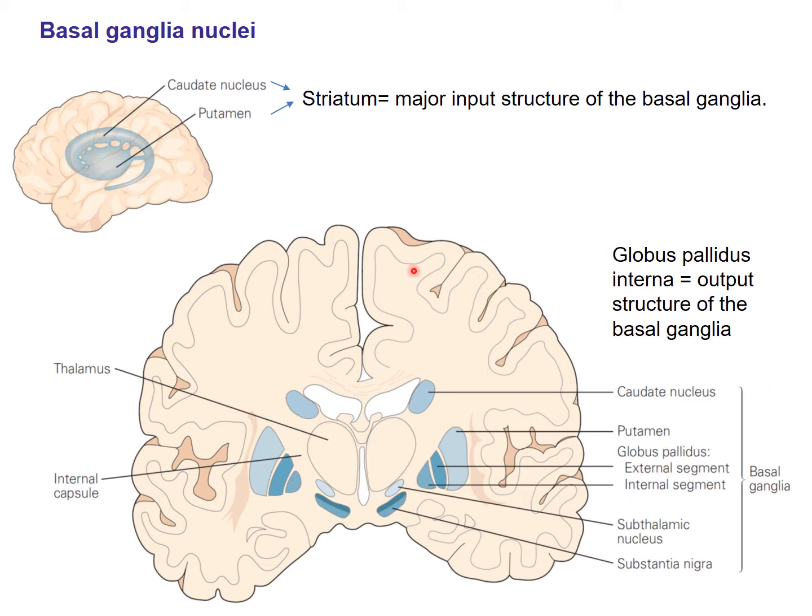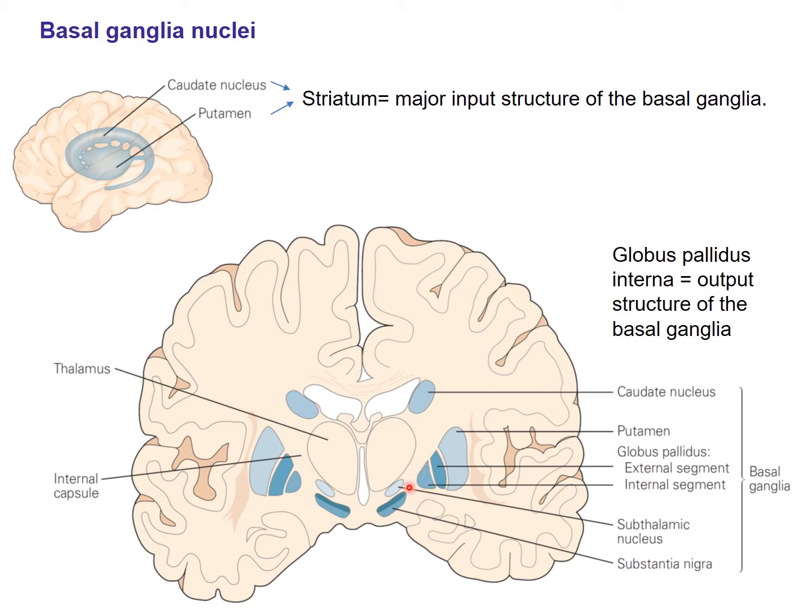If we take a coronal section of the brain, this is what you'll see. The blue sections are part of the basal ganglia. So here's again your caudate nucleus and your putamen, which form the striatum, the input structures. And then we have the globus pallidus externa, the external part of the globus pallidus. Globus pallidus simply stands for white globe. And then you have the globus pallidus interna, so the internal region of the globus pallidus.